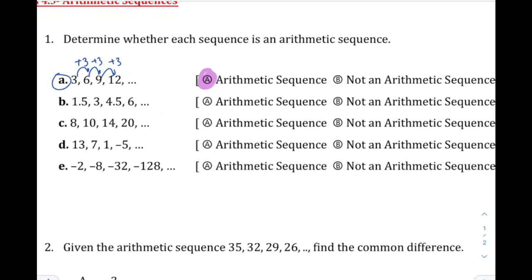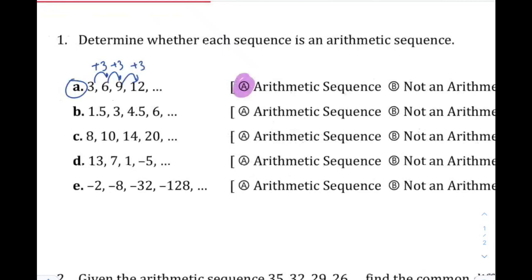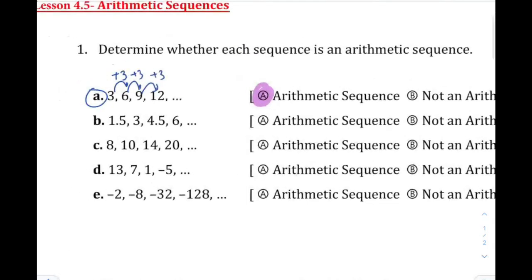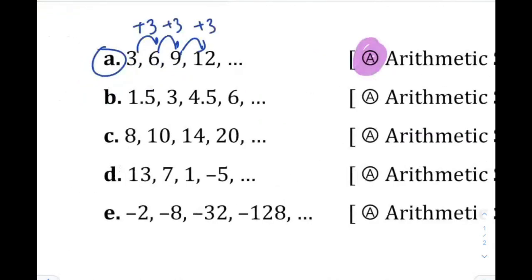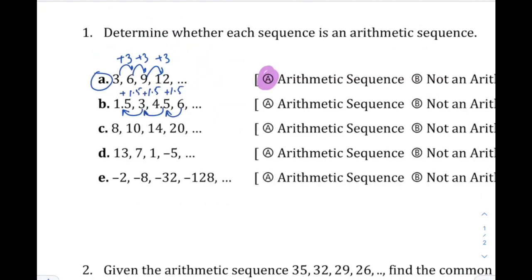B, 1.5, 3, 4.5. Remember, when you are going to check, you need to check all the differences. We have to say 3 minus 1.5, it's 1.5. 4.5 minus 3, 1.5. 6 minus 4.5 is 1.5. Or mentally, you can see that they are increasing by 1.5. So yes, it is an arithmetic sequence.